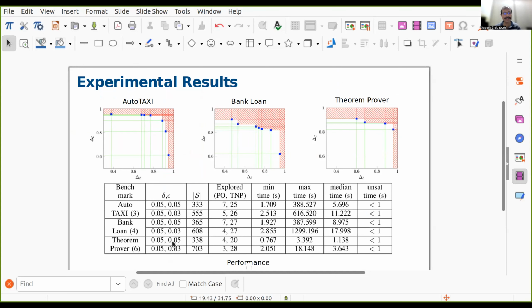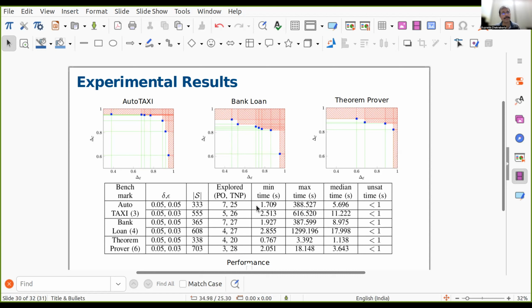So these are the delta and epsilon values we used. These are the sample sizes. And this is saying how many Pareto-optimal points there were. And this is the total number of points we had to explore. Remember, some of those points we had to throw out because they were already Pareto dominated.